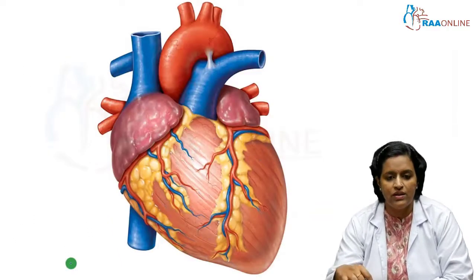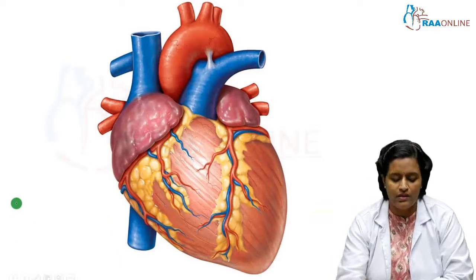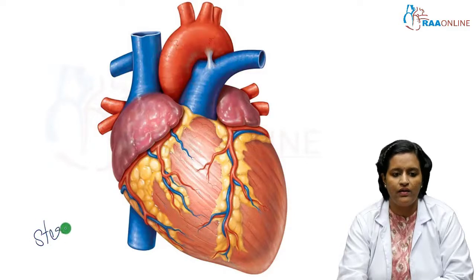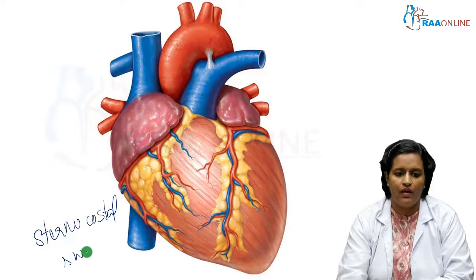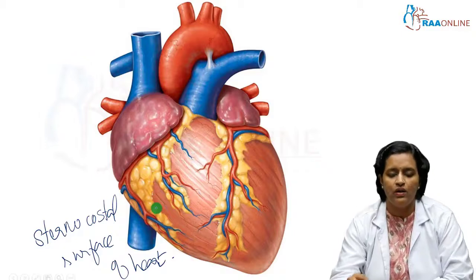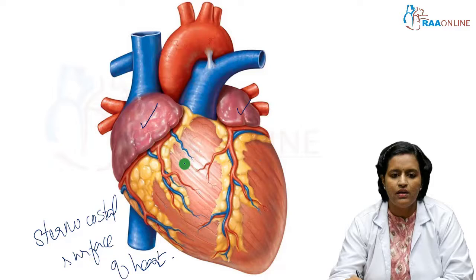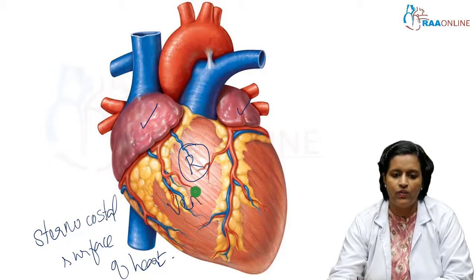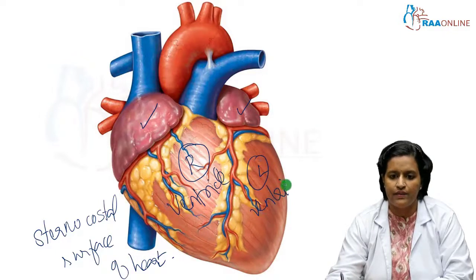This is in the external features of the heart. This is the sternocostal surface of the heart, in which you can see the right atrium here. This is the right auricle. This one is the right ventricle, about which we are going to talk now. This is the left ventricle in the sternocostal surface.